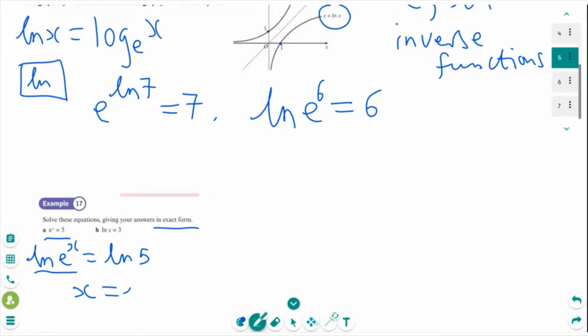The question says leave your answer in exact form. So they don't want some long decimal. Just leave your answer as ln 5. So that would be the answer: x equals ln 5.